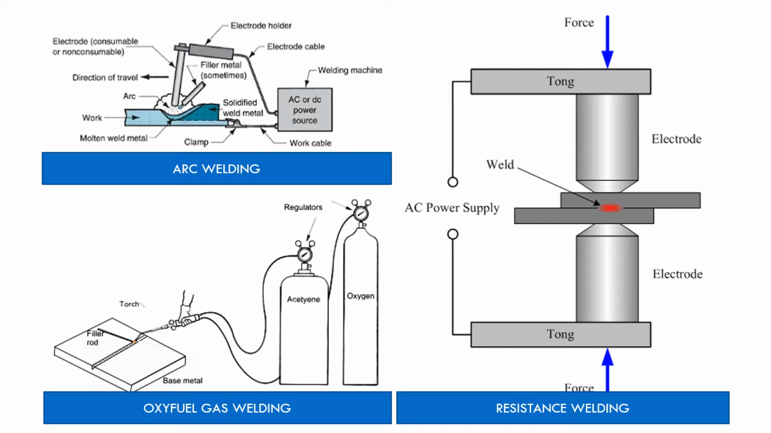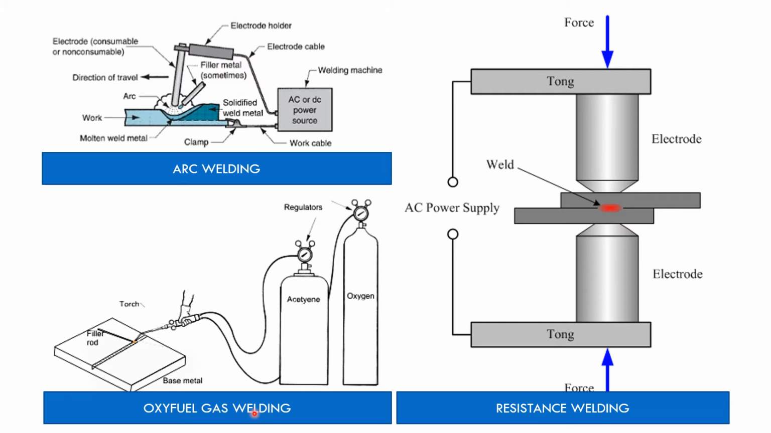The first one showing here is arc welding. In arc welding, there will be filler metal, and if you can see here, there's an electrode. There is also a supply of electricity here, and this is used to melt the filler.